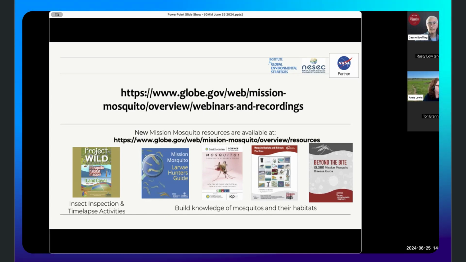Three of them have been created by the Institute for Global Environmental Strategies: the Mission Mosquito Larva Hunter's Guide, and a facilitator's guide that goes with it, with lots of how to teach each of the activities in the guide. Habitats and Hideouts teaches where to look for mosquito larvae and to take photographs or to eliminate water when it's possible, so that female mosquitoes don't lay their eggs there. Beyond the Bite talks about the diseases that mosquitoes carry and their place in history. And then tapping into the National Geographic connection that we had today with Anne, Dr. Rusty Lowe worked with the Smithsonian on Mosquito, a community research guide that is also available. Those are all found on globe.gov, Mission Mosquito Overview, and then there are resources there.